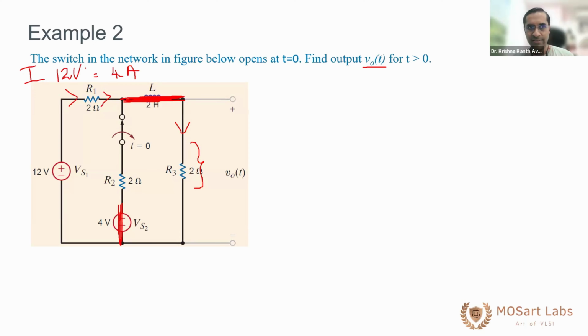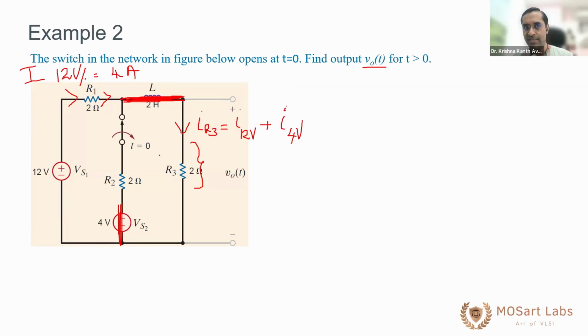Now 4 amperes. Are you clear how we got this? I applied a superposition principle where the current in R3, IR3, is a linear sum of I because of the 12 volt supply plus I because of the 4 volt supply. I'm applying the superposition principle. So to calculate I because of 12 volts, I short all the remaining voltage sources. So I short the 4 volt source. It is a short. Now the inductor is a short.